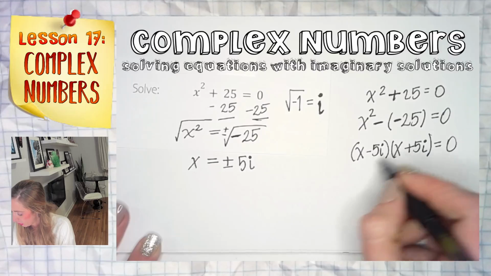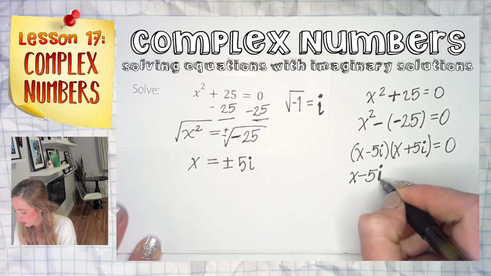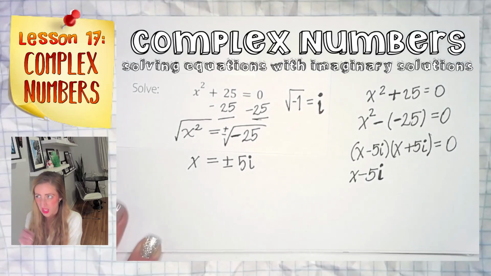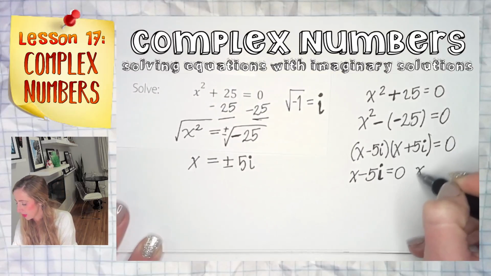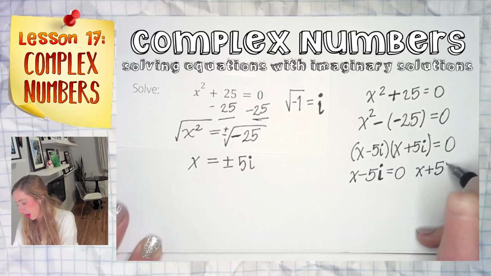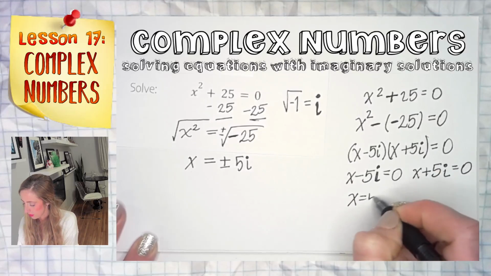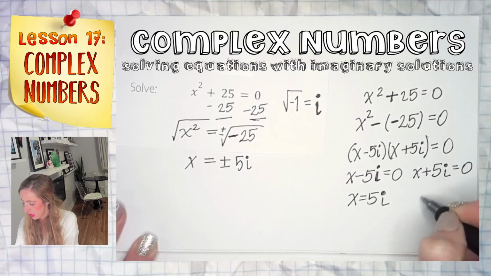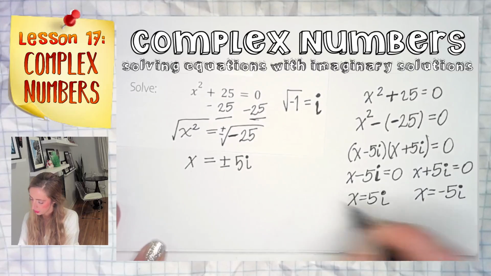So zero product property, x minus 5i equals 0, and x plus 5i is equal to 0. Make sure your i's really look like i's and your ones really look like ones in this entire unit. Add 5i, x equals 5i. Subtract 5i, x equals negative 5i. And those are your two answers.